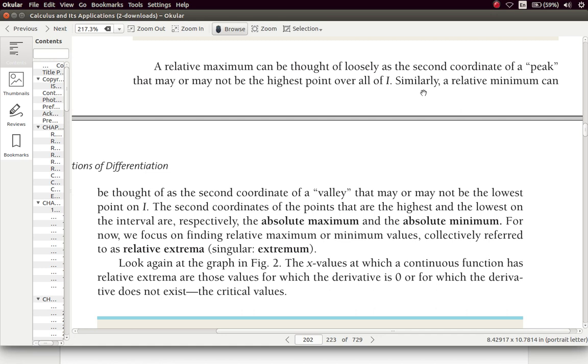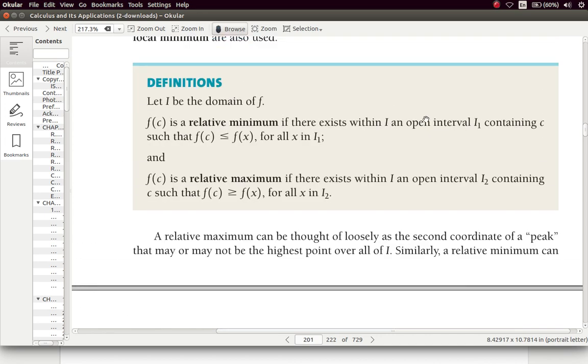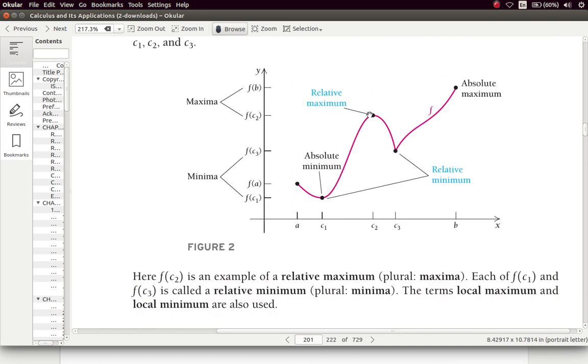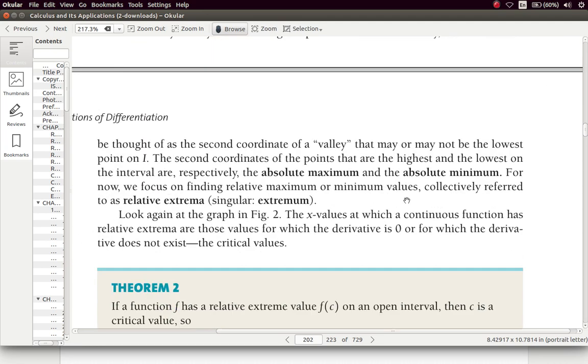So it's the highest point when you consider the surrounding area close to it. But if you go far away, you might find other points higher than it. Like this. It's the highest point here. But when you go further, you see higher points than it. And then the second coordinate of the points that are highest or lowest are relative.